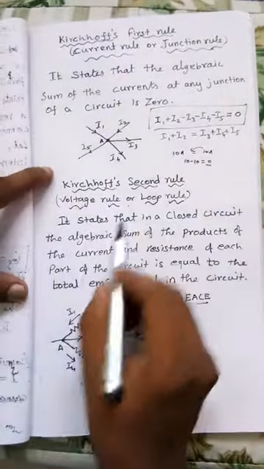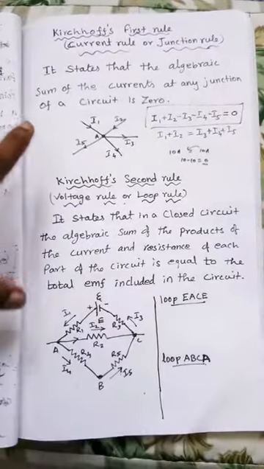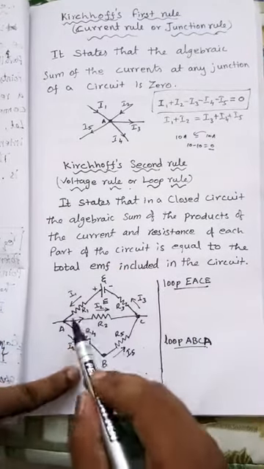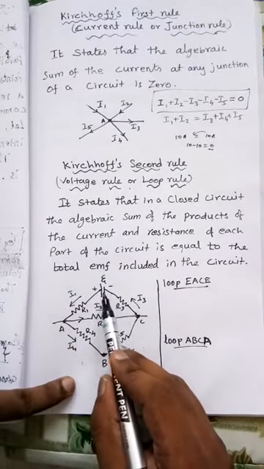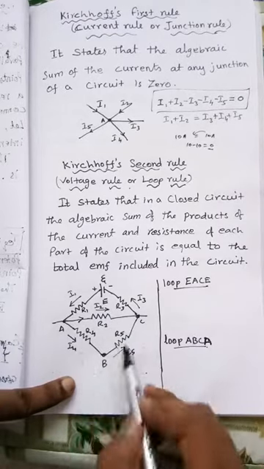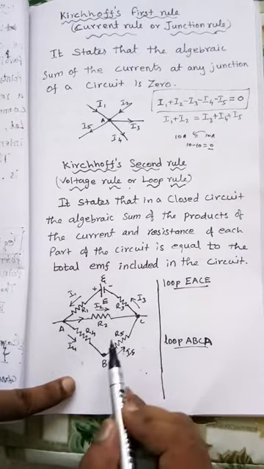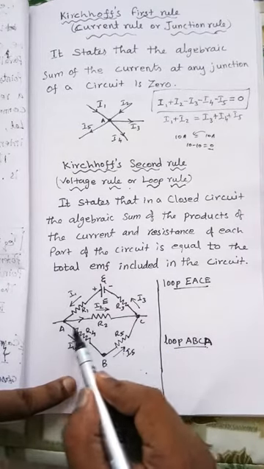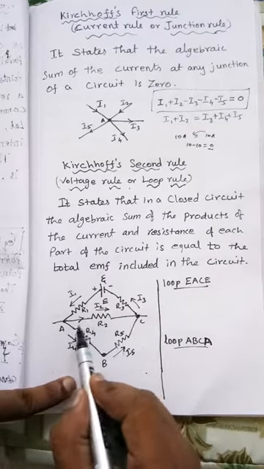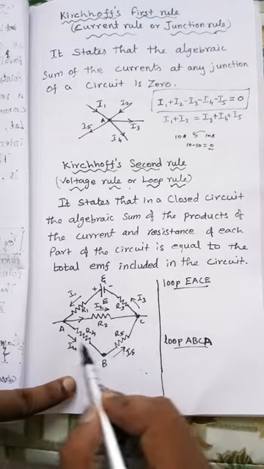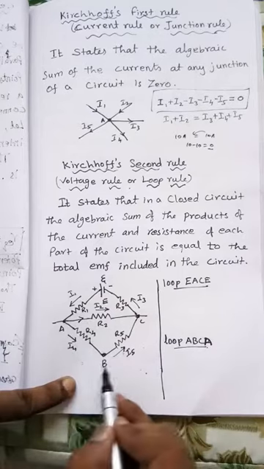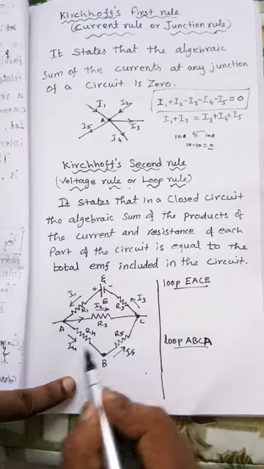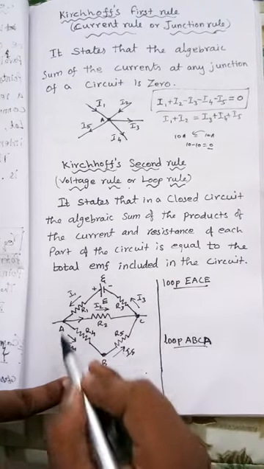Second rule, Kirchhoff's second rule, the voltage rule or loop rule. If you consider a loop, it means a closed path. Consider a circuit with one EMF, a battery or cell, and 5 resistors connected in the circuit. The current starts from the positive terminal, so I1 current, then R1 resistance, R2, R3, R4, R5. I2 current passes through this direction, then I4, I5, then the circuit is completed.